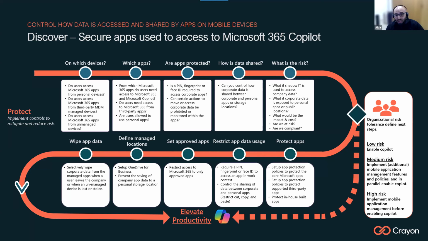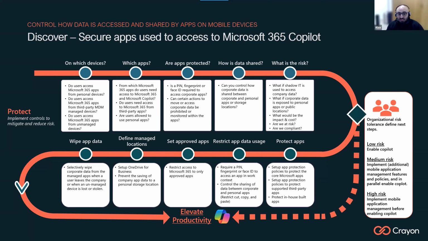Next, identify which apps are in use. Which Microsoft 365 apps do users need to access Microsoft 365 and Microsoft Copilot? Do they need access from third-party apps? Are they allowed to use personal apps? Then ensure apps are protected. Is a PIN, fingerprint, or Face ID required to access the corporate apps? Can certain actions that move or access corporate data be prohibited or monitored within the app? After that, check how data is shared. Can you control how corporate data is shared between corporate and personal apps or storage locations?